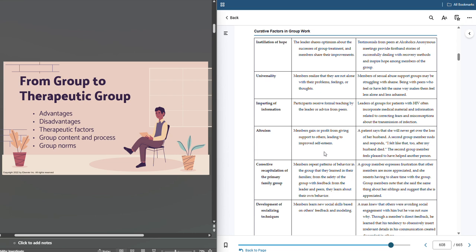Now, group content. These are the topics covered in the group. Everything that is stated in the session is considered group content. Group process is the group's dynamics or how the members interact with one another. The group process must be managed and supported in order for the group to be effective. And then group norms. These are acceptable behaviors and expectations that are within the group.